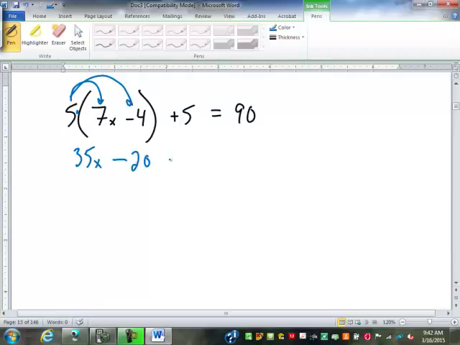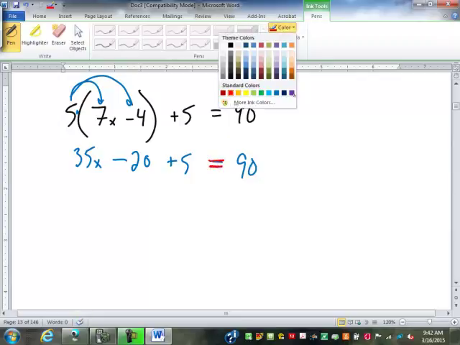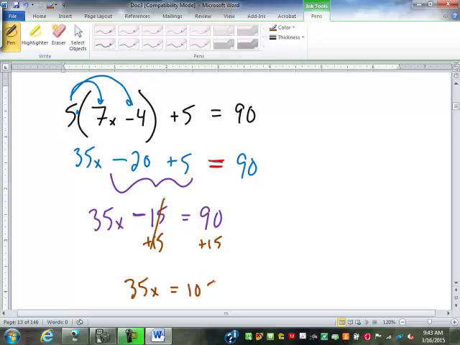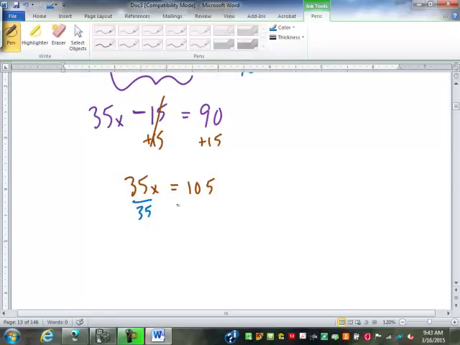Now what do we do with this plus 5 over here? Well, this step, nothing. But now we do have to keep combining. On each side of the equal sign, we can combine whatever we can. Well, over here, we can combine the negative 20 and a positive 5, which is negative 15. So 35x minus 15 equals 90. And then add the 15. 35x equals 105. And then divide by 35. X equals 3.